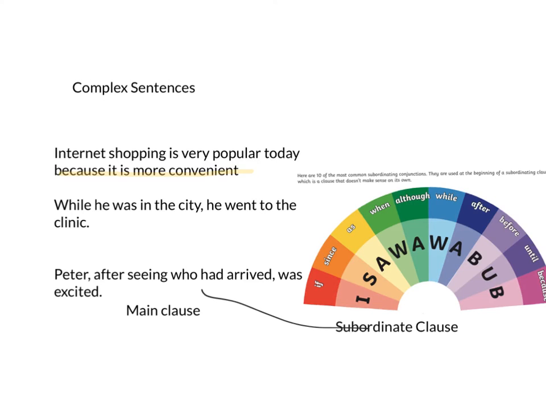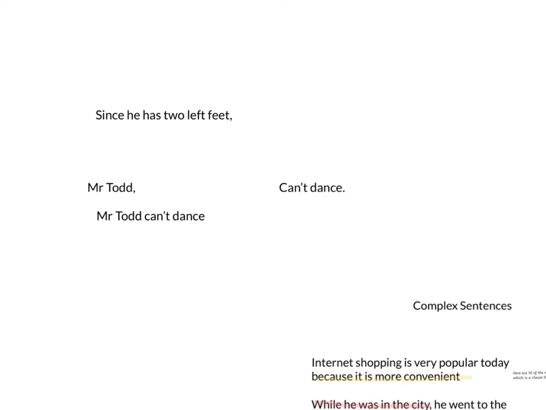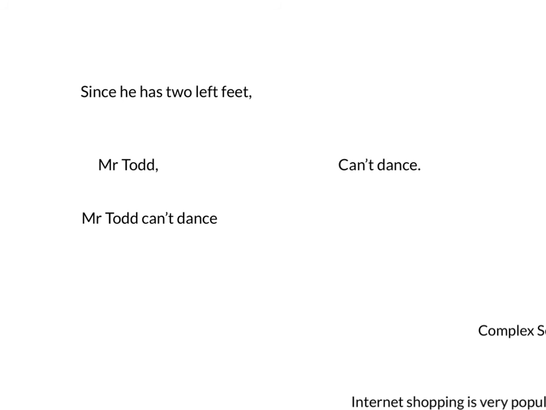I'll highlight them once again. Remember, because it's more convenient: "while he was in the city" and "after seeing who had arrived." Those are the subordinate clauses, and obviously the main clauses are the simple sentences. Finally, I wanted to show you a quick example of where you can put them and why they could be at any stage of a sentence.